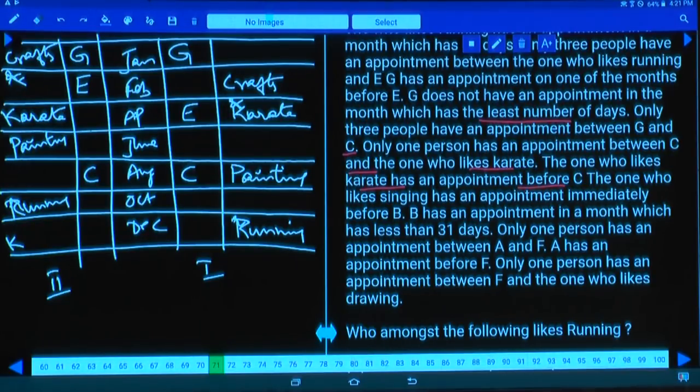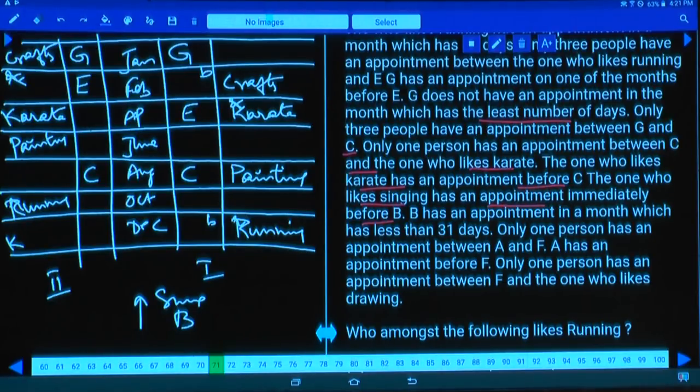The one who likes singing has an appointment immediately before B. Singing is immediately before B. Hence, if B is here, singing must be in the month of January, and if B is here, singing must be in the month of October. There are two possibilities in case 1, isn't it? Hence, B and singing must be together.